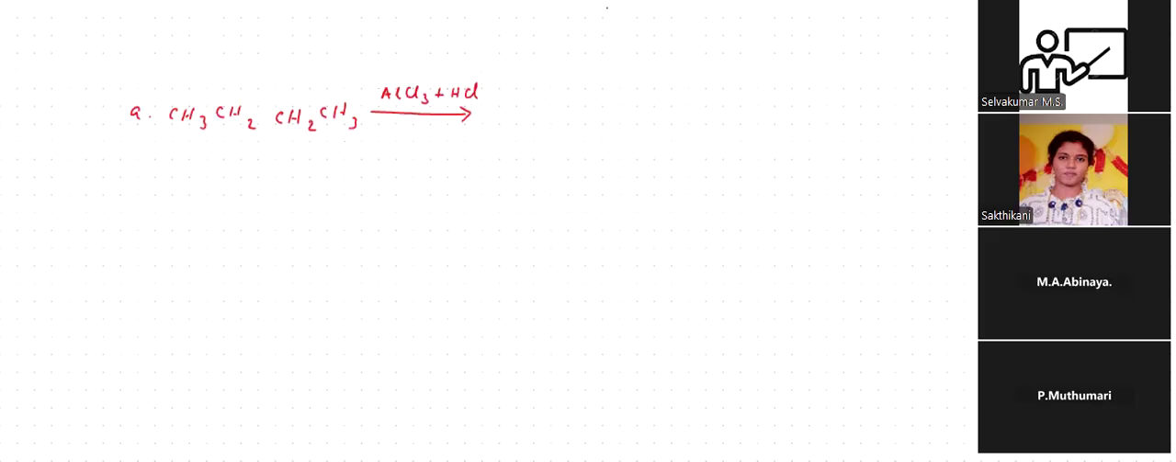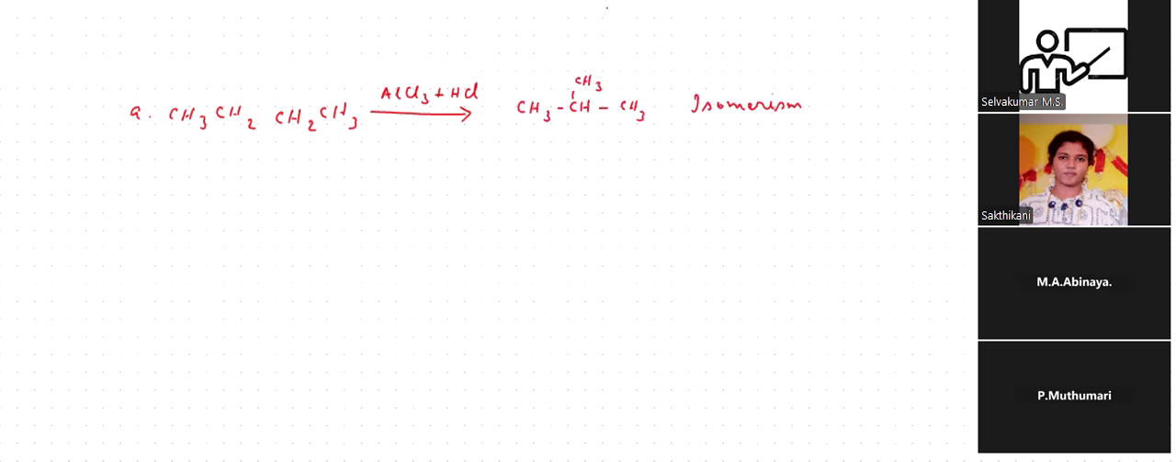Now this compound becomes CH3, CH, CH3, CH3. And this reaction is called isomerism. See, a reaction is given and the name of the reaction is given. You have to identify which is given the wrong name.